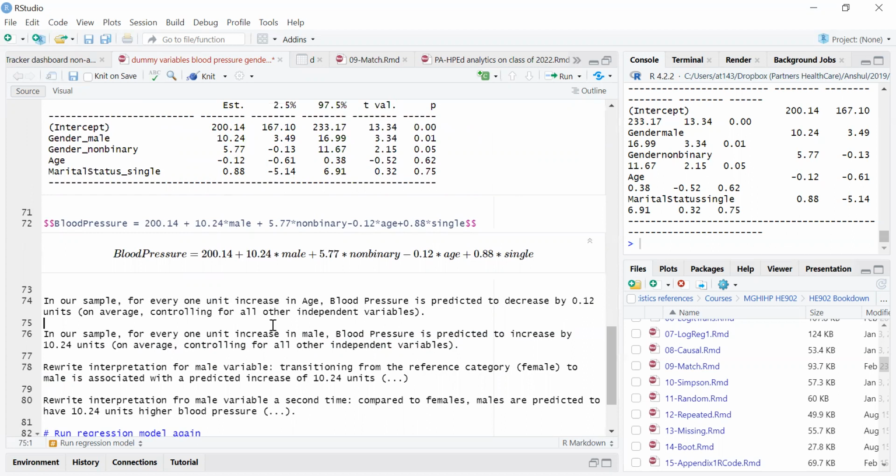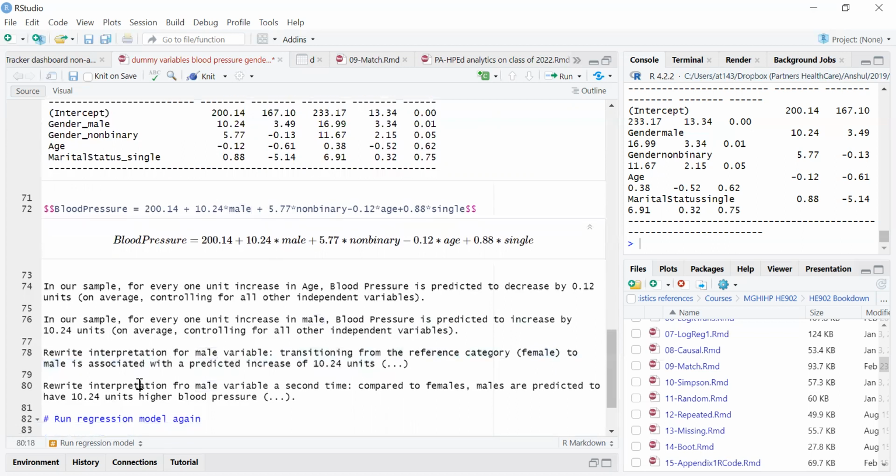You can still use the language that we use for a continuous numeric variable, for every 1 unit increase. And then you can think to yourself, well, what does that 1 unit increase mean? Okay, it means a transition from 0 to 1. What was 0? 0 was the reference group, it was female. 1 was the variable we're talking about, which in this case is male. Then you can rewrite it. Wait a second, that transition means comparing to females, the reference group. This is what we predict for males.